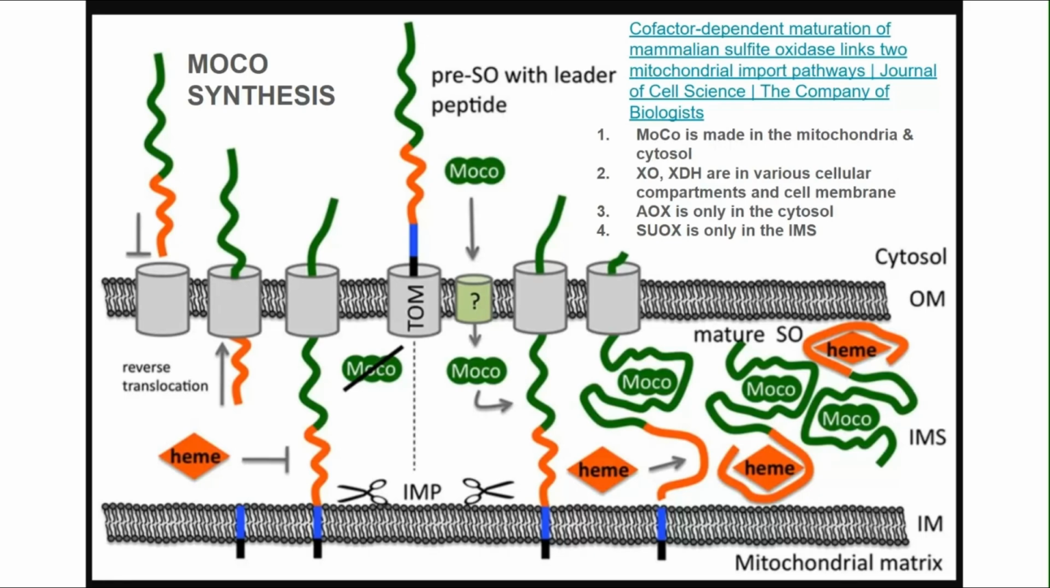Once you've made your pre-sulfite oxidase enzyme, that's what we're going to call it, it's represented by this green and orange squiggly line attached to this blue and black stick. The blue and black stick is called the leader peptide. So it's leading the pre-sulfite oxidase enzyme towards where it actually is in the cell. Where it is in the cell is inside of the IMS, which is the inner membrane space. And that's where sulfite oxidase does its job.